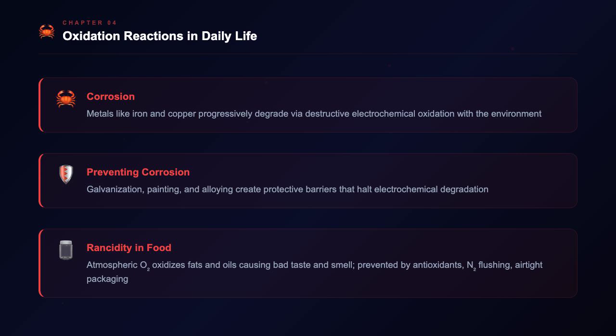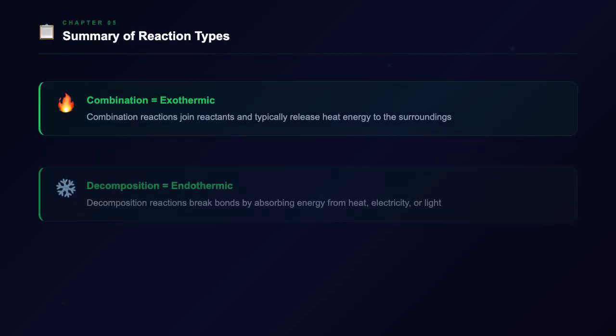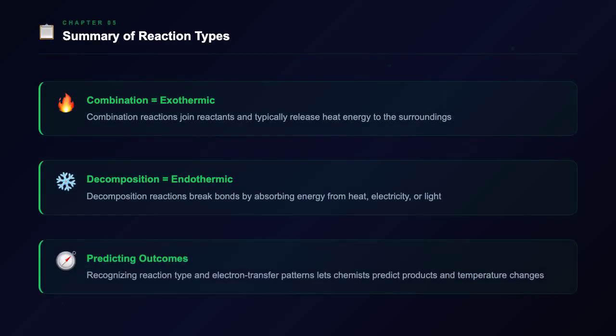flushing, and airtight packaging. The 5 primary chemical reaction types, combination, decomposition, displacement, double displacement, and redox, each follow highly predictable structural and elemental patterns. While combination reactions typically release energy as exothermic processes, decomposition reactions break bonds by absorbing energy endothermically.